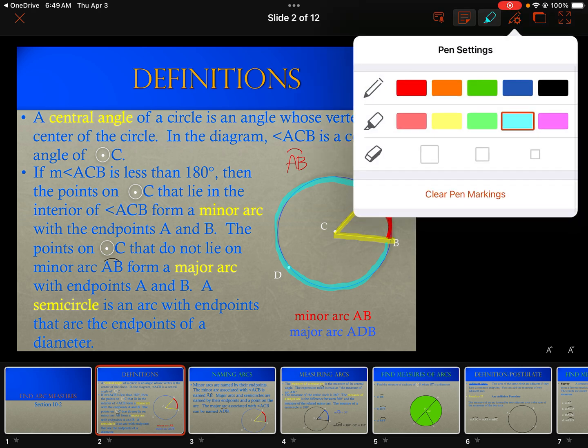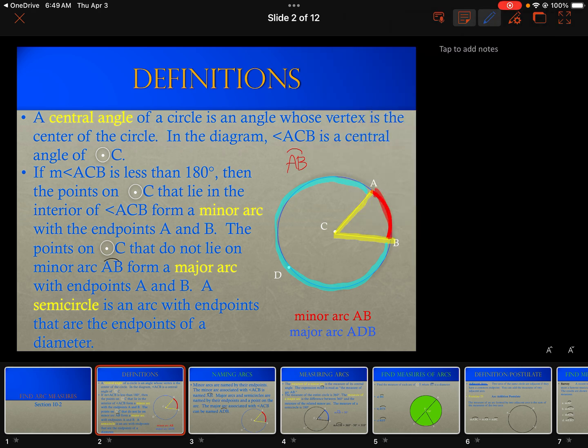Now, the way you're going to name that major arc is you're going to use 3 letters, starting at A, going through D, and stopping at B. That's arc ADB.